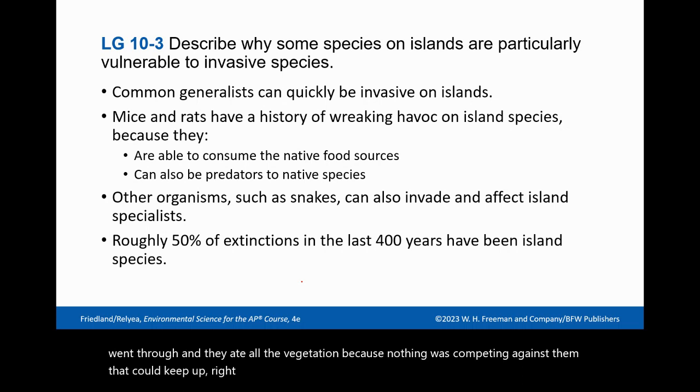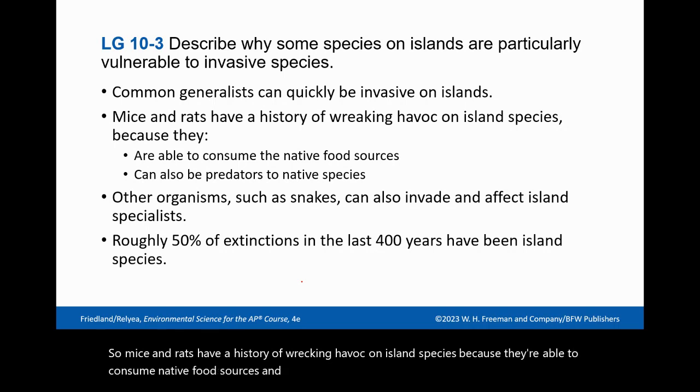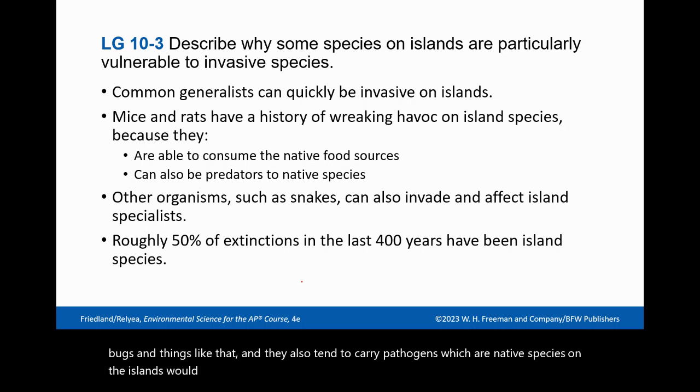So yeah, mice and rats have a history of wreaking havoc on island species because they're able to consume native food sources and also can be predators to native species, so they can eat bugs and things like that. They also tend to carry pathogens, which our native species on the islands would not be able to protect themselves against because they wouldn't have been introduced to them.